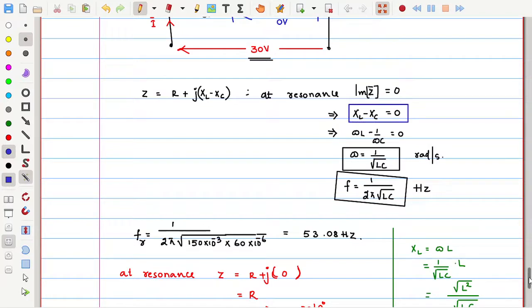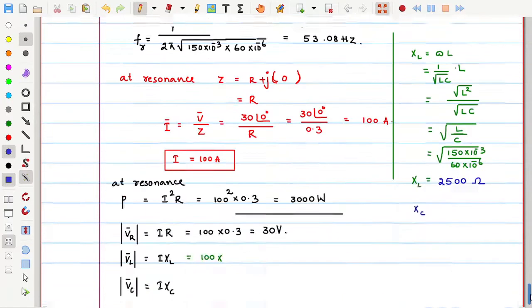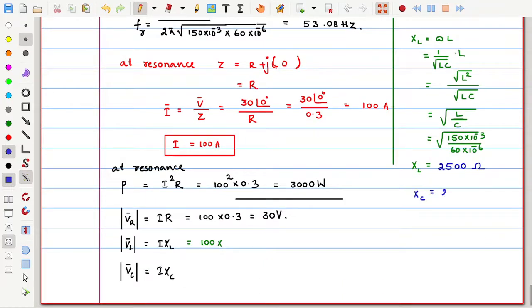Now under resonance condition we have already seen that XL is equal to XC, right? That implies once I get XL, the XC value is also the same. How much is that? 2500. Now it is easy to cross verify that. So I into XL is 2500.